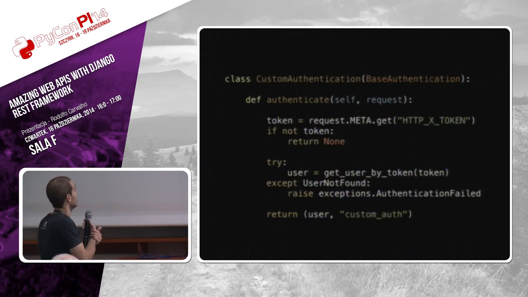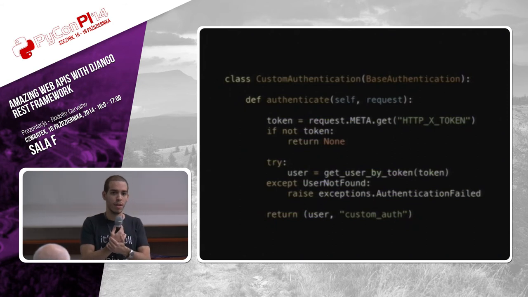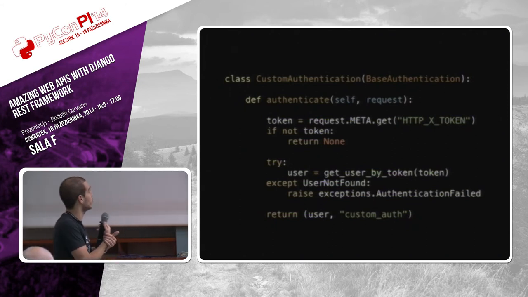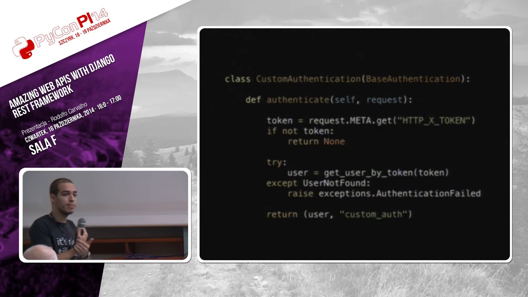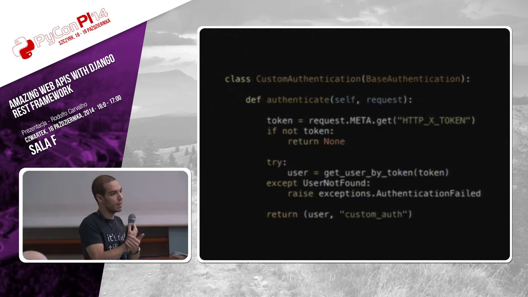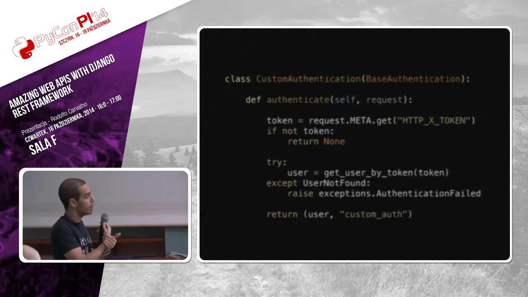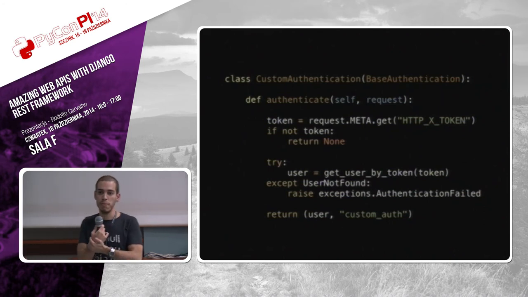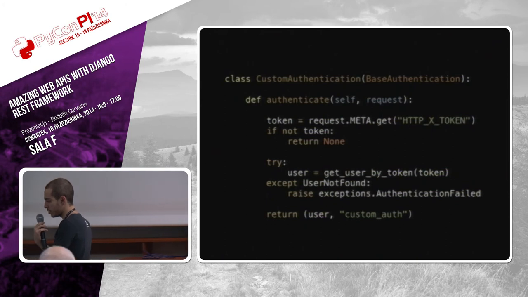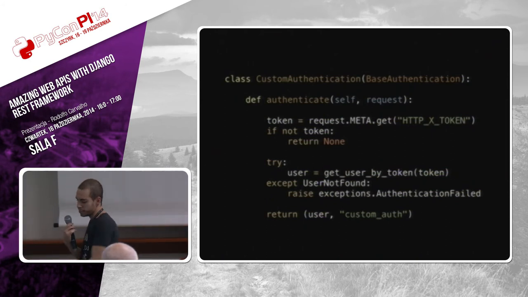So in this example here, as you can see, all you have to do to implement your own custom authentication is to create a class, subclassing from BaseAuthentication from Django REST Framework, and write this authenticate method. Inside this method, there might be three things happening.